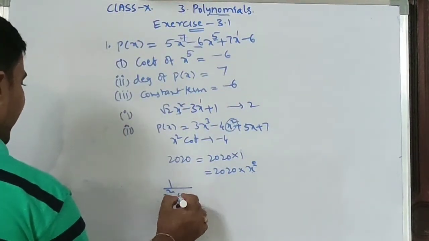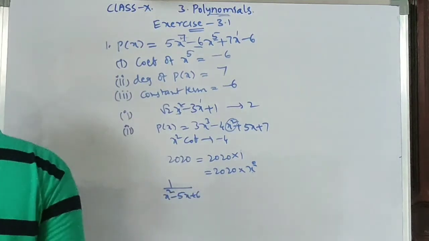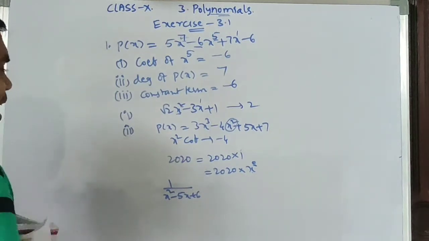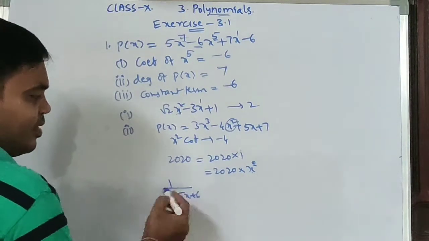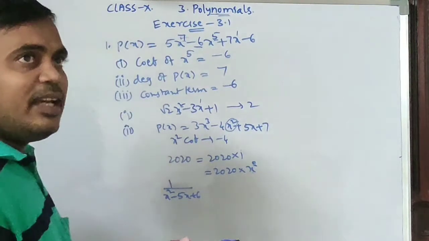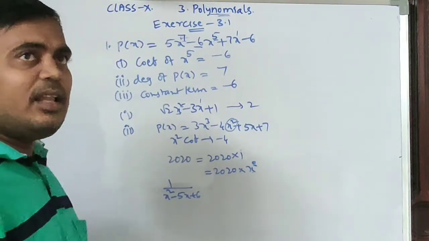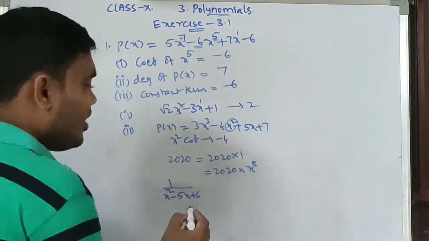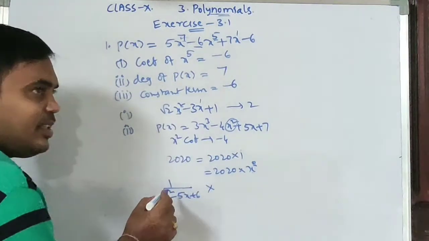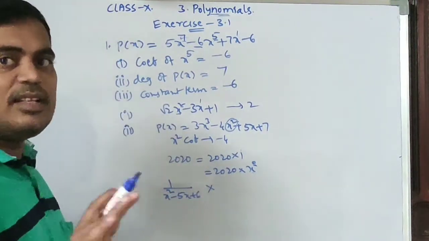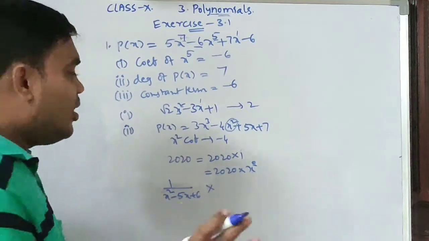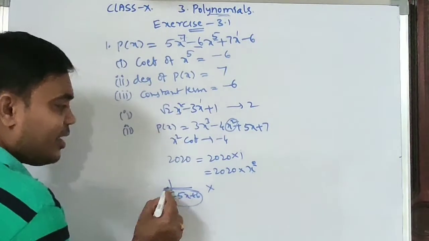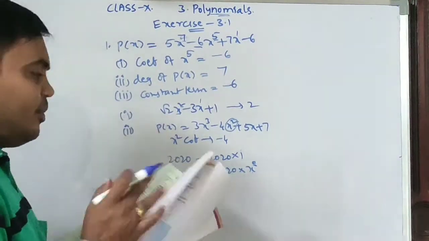Next, 1 by x square minus 5x plus 6 is a quadratic polynomial. Actually, a polynomial does not exist in the denominator. If it is in the denominator, the powers coming to the numerator will be negative. So it is not a polynomial at all, since it is a rational fraction. A rational fraction is not a polynomial. The expression x square minus 5x plus 6 is a polynomial, but it is in the denominator, so the whole thing won't be a polynomial.